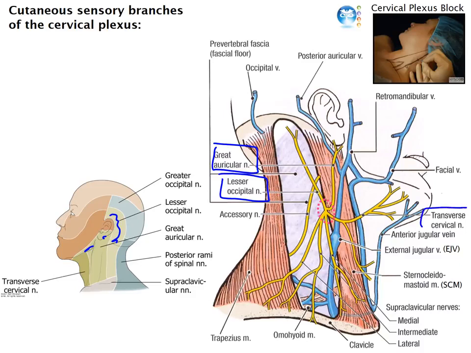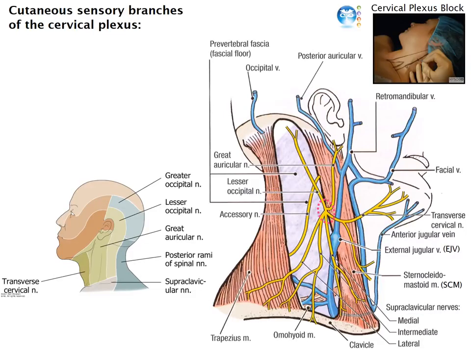The transverse cervical nerve passes anteriorly across the sternocleidomastoid muscle on its trek toward the anterior neck. This nerve will supply the skin of the anterior triangle of the neck. If you have difficulty finding the transverse cervical nerve, it is possible that it could have been reflected with the platysma muscle, so look on the deep surface of the platysma.